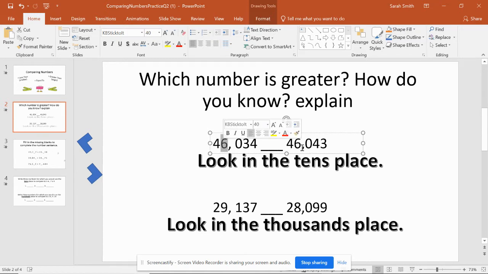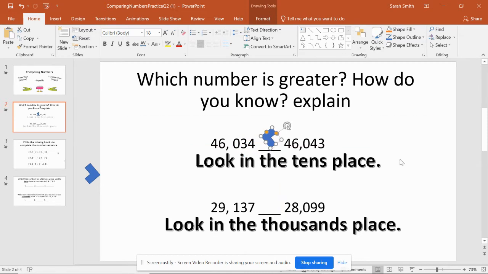There's a 6 in the 1,000s place here, and a 6 in the 1,000s place here, so we cannot use the 1,000s place. When the digits are the same in both places, we can't use that place. So let's look at the hundreds next. There's a 0 here and a 0 here, so we can't use the hundreds place. Therefore, we look in the tens place, and there's a 3 here and a 4 here. We know that 3 is less than 4, so without even looking at the ones place, 46,034 is less than 46,043.